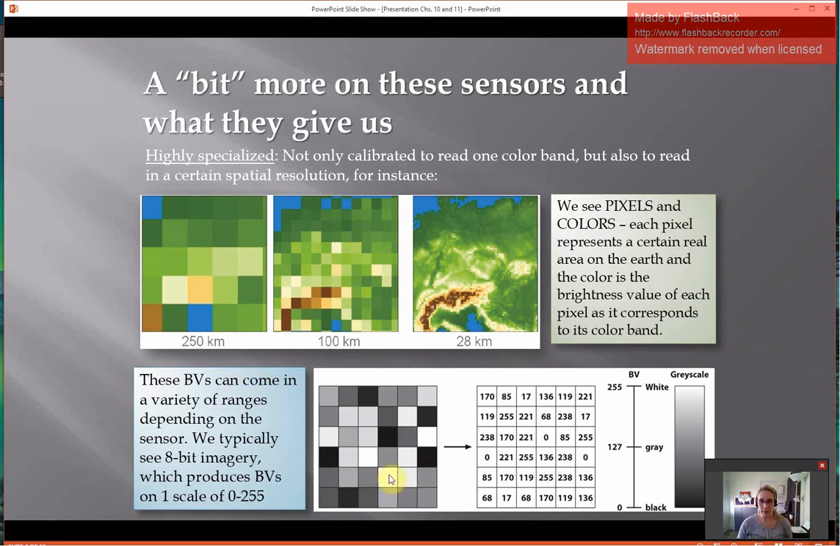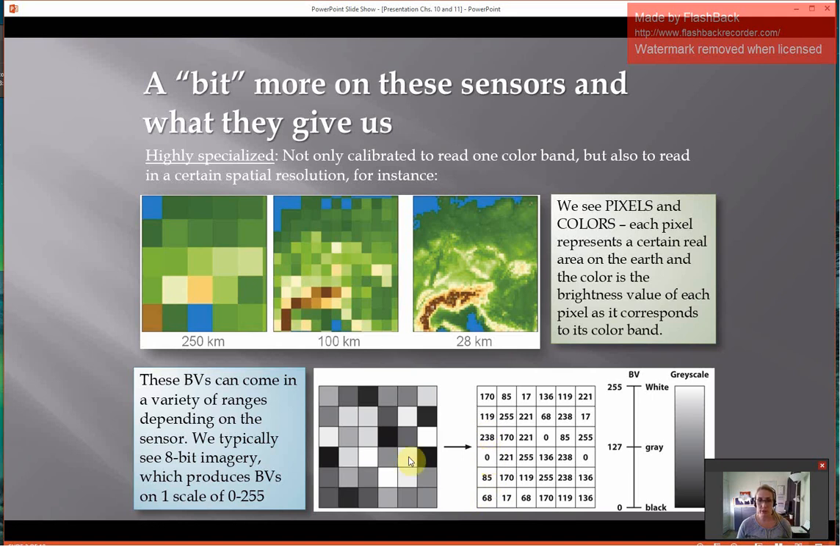Let's talk a little bit more about these brightness values. Typically the sensors we're working with have 8-bit imagery, and that is going to give us brightness values on a scale of 0 to 255. If we take this little table here, this little mosaic, it looks like we have different shades of black, gray, and white. Those are assigned those numbers I was talking about.